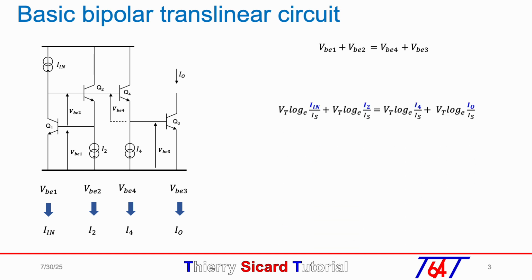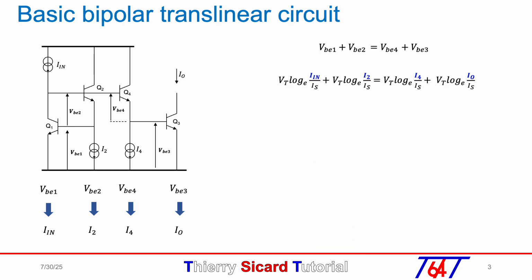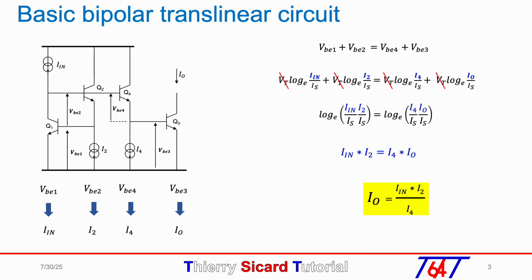We can then replace VBE with the expression VT log IC over IS with their own current IC indicated in bold and dark blue. After removing VT, we can use the new logarithm expression, then the current expression Iin times I2 equals I4 times Iout. Finally, the output current Iout is equal to Iin times I2 divided by I4. With this simple circuit consisting of four bipolar transistors, we can obtain a multiplication and division of the currents.